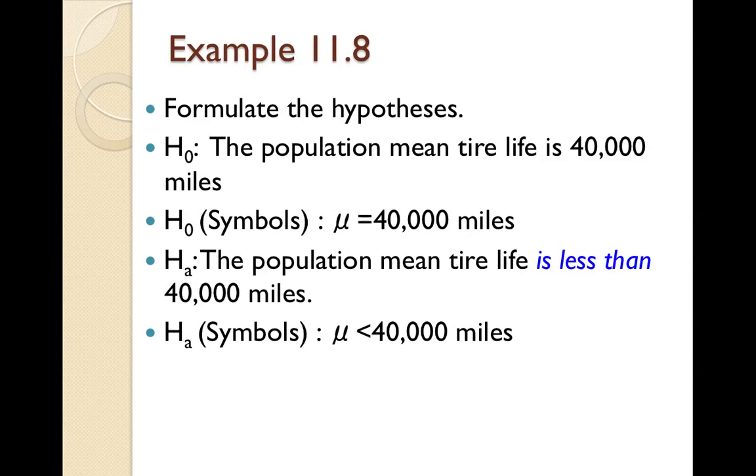So this gives us an idea of where our test is headed. The center of the distribution is going to have 40,000, and we want to show through sample data that the sample mean is significantly less than 40,000. If it's significantly less than 40,000, we have enough evidence to state that H0, the mean at 40,000, is not correct.